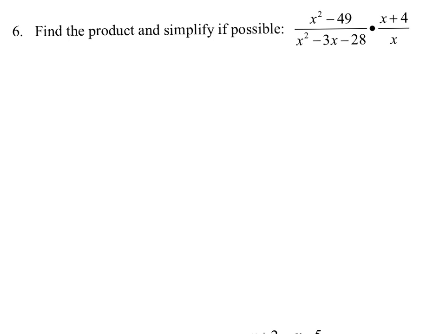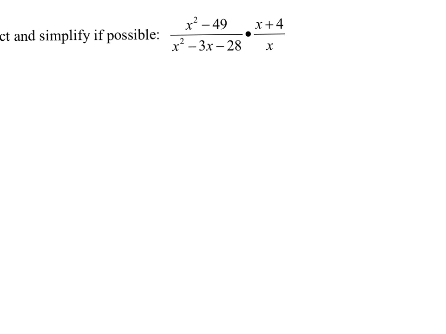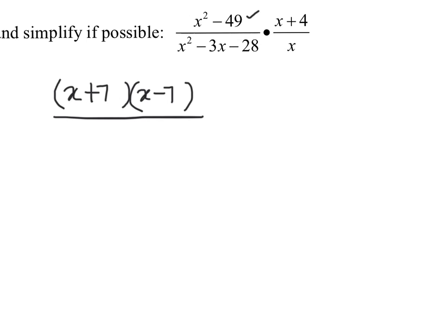Alright, so the next one here is find the product and simplify if possible. So they're asking me to find the product and simplify. When I look at a problem like this, the first thing that comes into my mind is factoring. I can see I can factor a lot of stuff here. I'm going to start with x squared minus 49. I know that x squared minus 49 is a difference of squares, so I can factor it as x plus 7 and x minus 7. Remember, I'm not changing anything, I'm simply factoring it. Times, I'm going to rewrite that, x plus 4 over x.